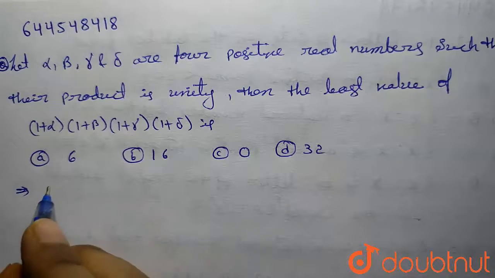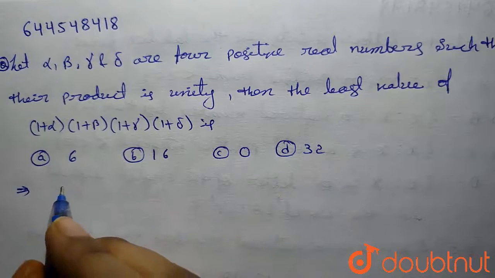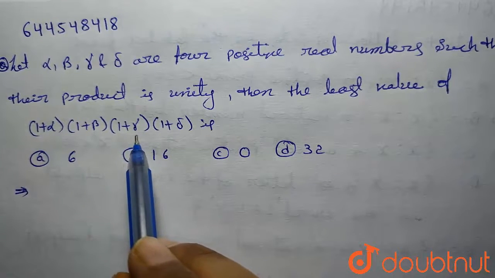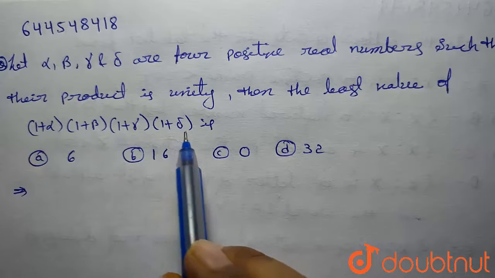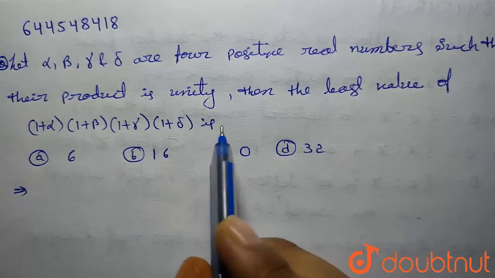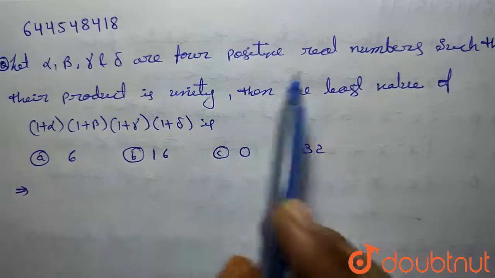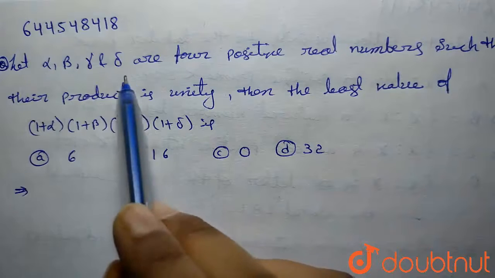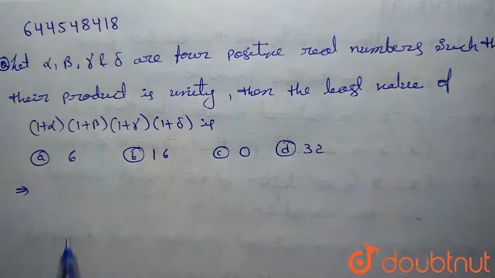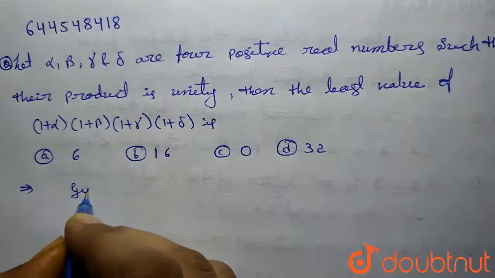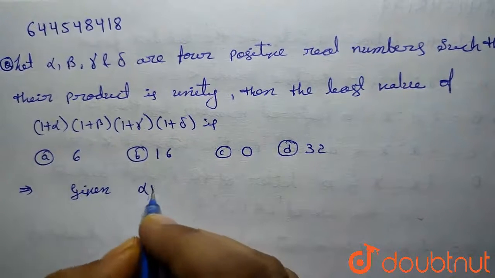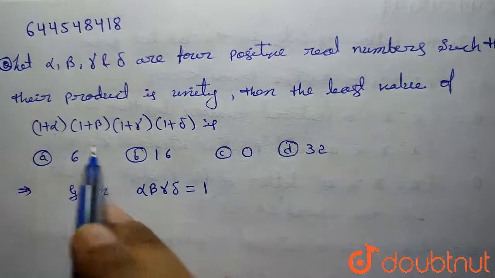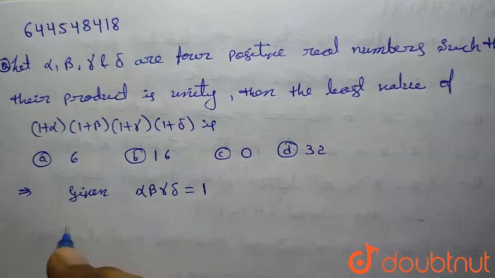For this, we need to find the least value of (1 plus alpha)(1 plus beta)(1 plus gamma)(1 plus delta), which means it is greater than or equal to some value. And also given that the product of these four numbers alpha, beta, gamma and delta is unity. That means alpha beta gamma delta is equal to 1, and we need to find out this value.